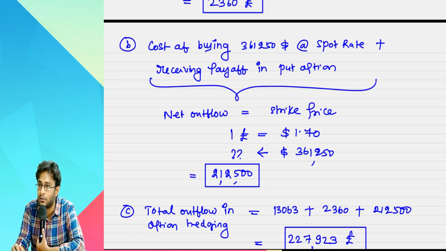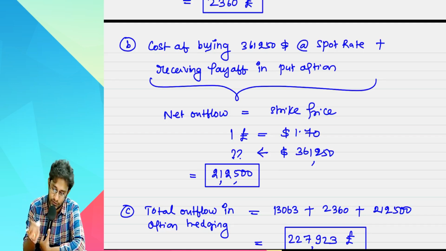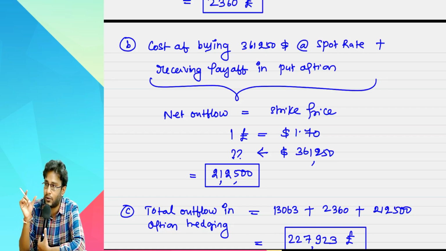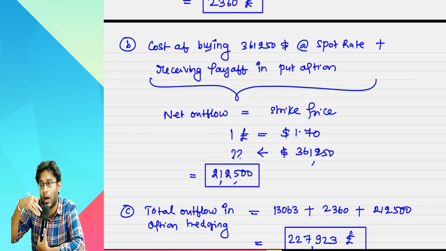2 lakh 25,000. Look at this: 2 lakh 25,000 pounds. Okay, 2 lakh 25,000 pounds into 1.7, you do 3 lakh 82,500. Now that much worth of call options you are indirectly hedging. That's not required, but you did because you rounded upwards there.